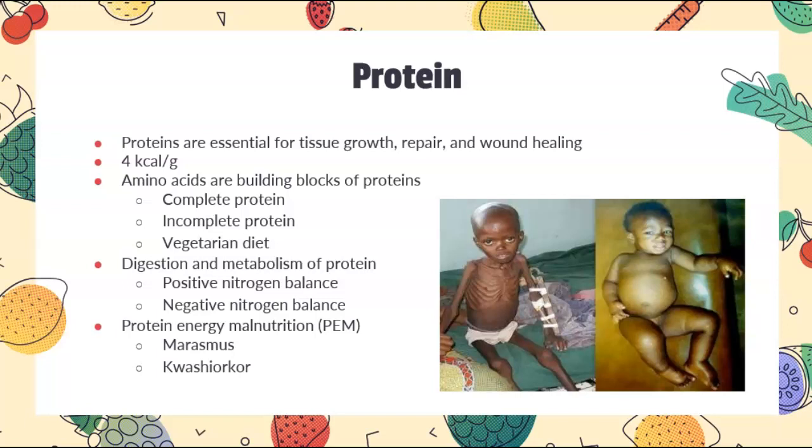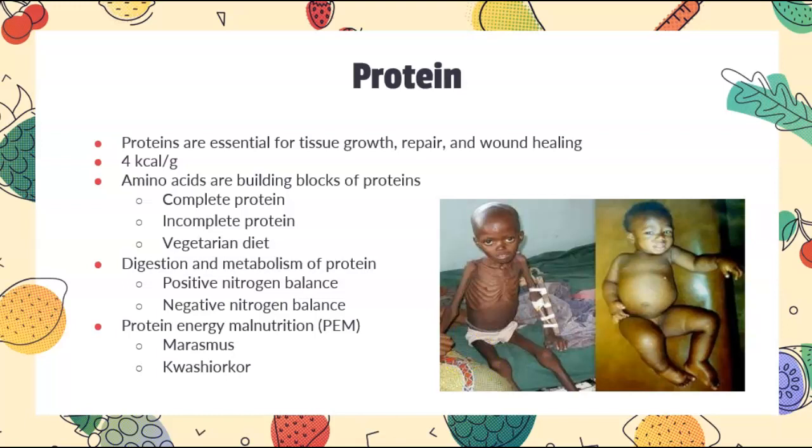Marasmus is protein deficiency characterized by wasting of the body tissues. This affects all ages, and as the disease progresses, subcutaneous fat stores and then muscle stores are depleted. They have a skin and bones appearance, and you can see that example of marasmus on the left-hand side picture.